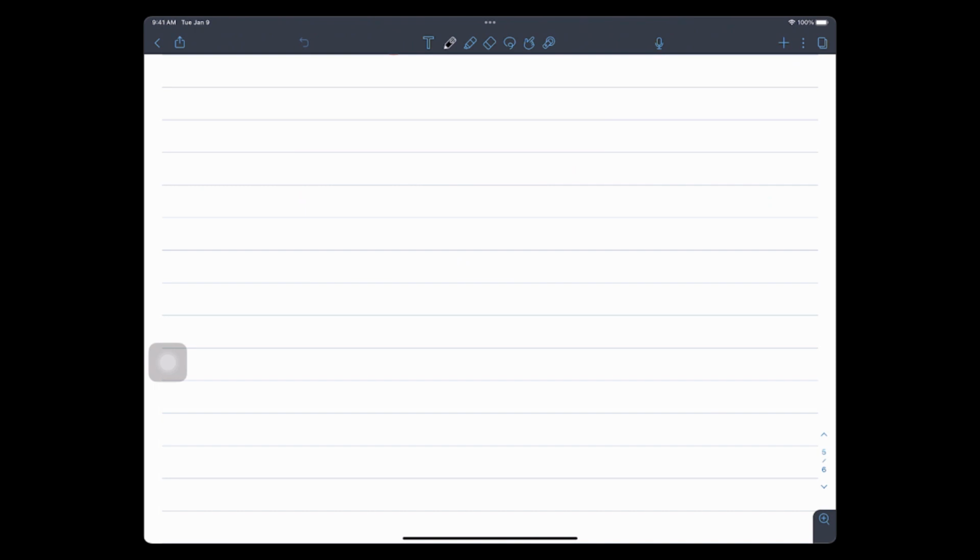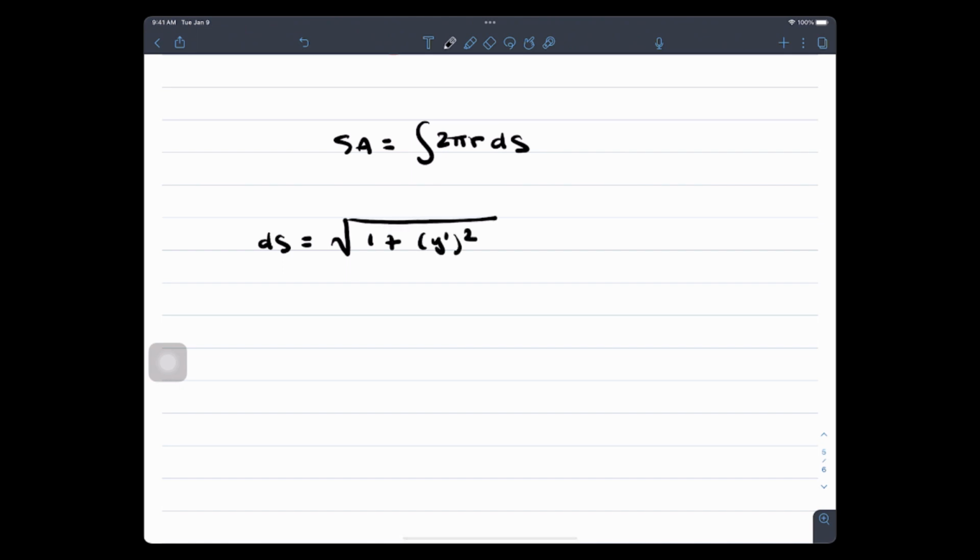All right, ladies and gentlemen, here's the deal. What did we do yesterday? Do you guys remember? We had this surface area formula, 2 pi r ds. Now, I also want you guys to know that we have 2 ds's here. ds is the square root of 1 plus y prime squared, and that's dx. And ds will also be the square root of 1 plus x prime squared, and that's dy. Now, these are the 2 types of ds.